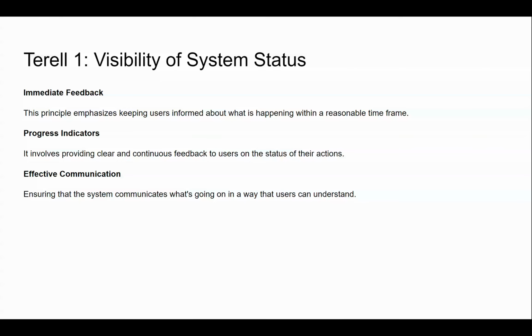Alright, so today I'll be explaining what visibility of system status is. This principle emphasizes keeping users informed about what is happening within a reasonable time frame. A good example of this is the buffering screen.